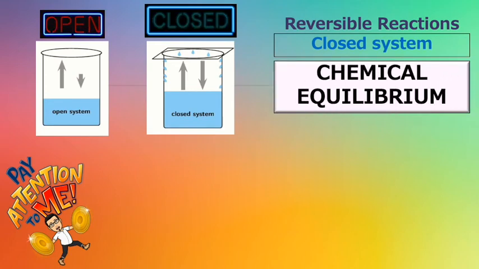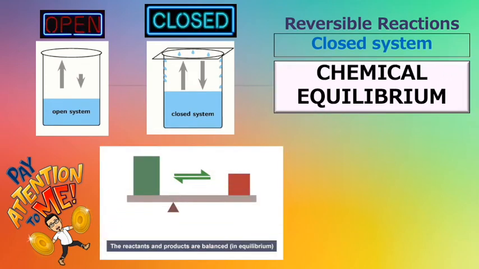At equilibrium, the concentrations of reactants and products do not change. But the forward and reverse reactions have not stopped. They are still going on and at the same rate as each other.